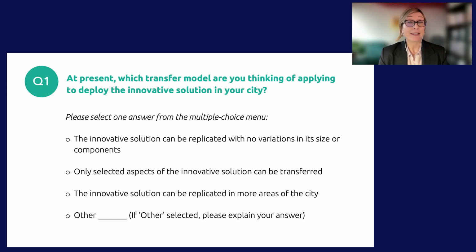Several transfer models are suggested, including scale down the innovative solution, if you want to transfer only selected aspects of the innovative solution, or replicate the innovative solution if you want to transfer the innovative solution with no variations in size or components. Or you can scale the innovative solution up if you want to replicate the innovative solution in additional areas of your city. If you want to apply another transfer model, you can select the option Other and explain the model you are considering.